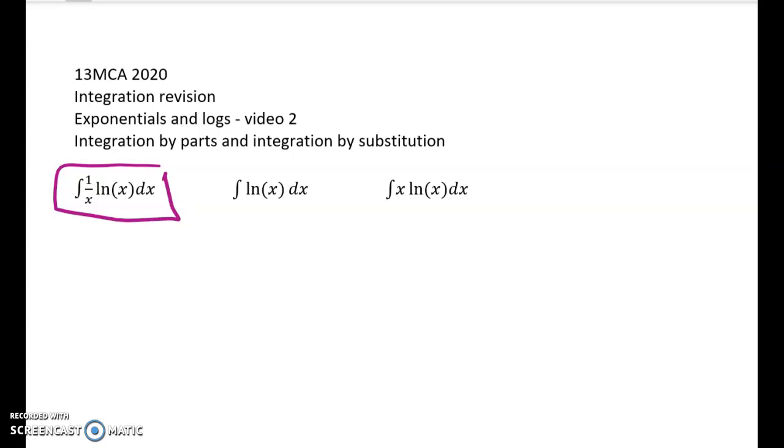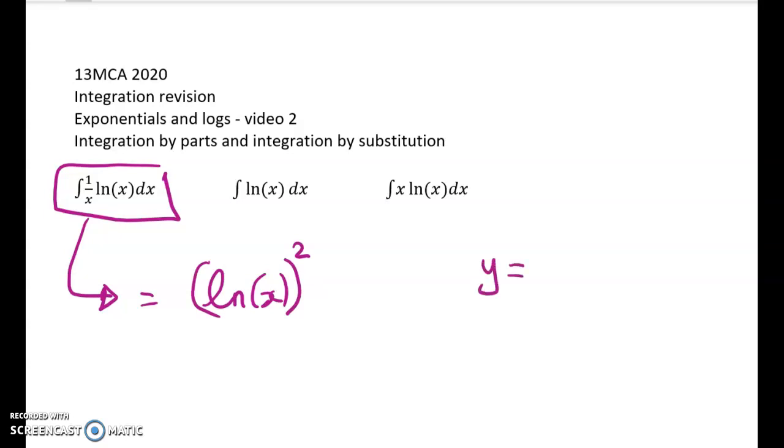And we can do it using substitution, or we can do it just by doing backwards chain rule. So I'm going to do it by looking first. Let's try this. If we've got the natural log of x and we square it, let's think about what would happen if we differentiated that.